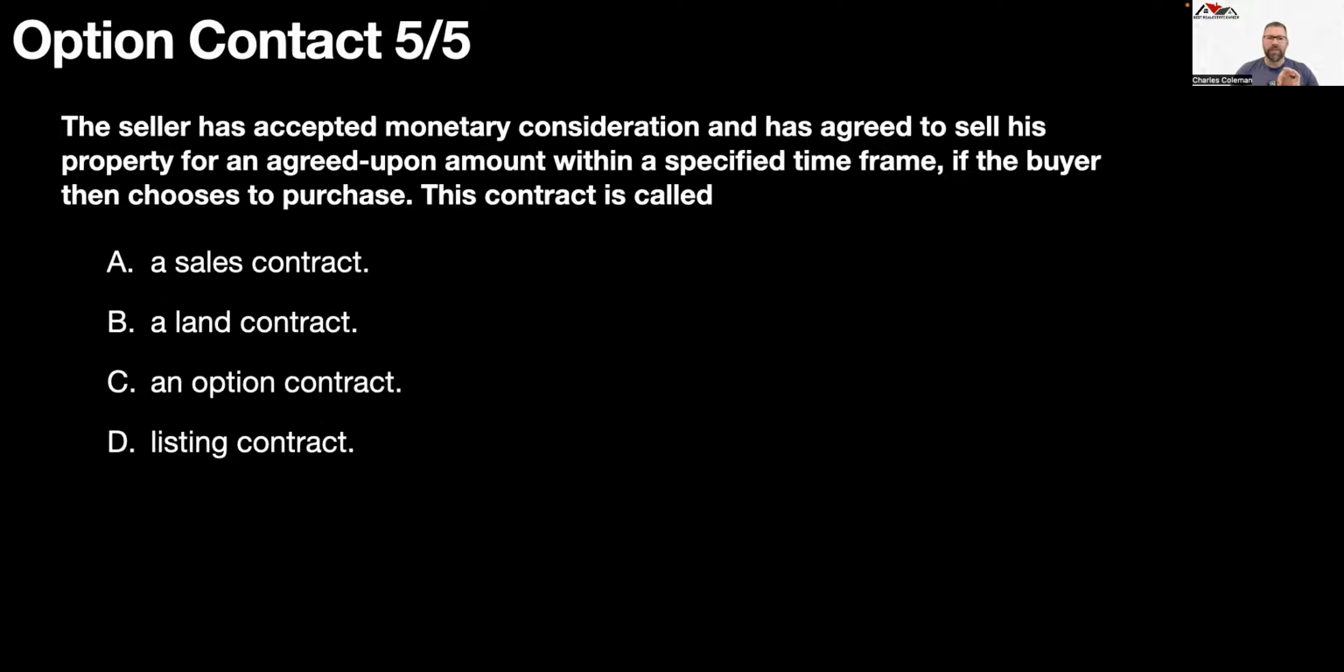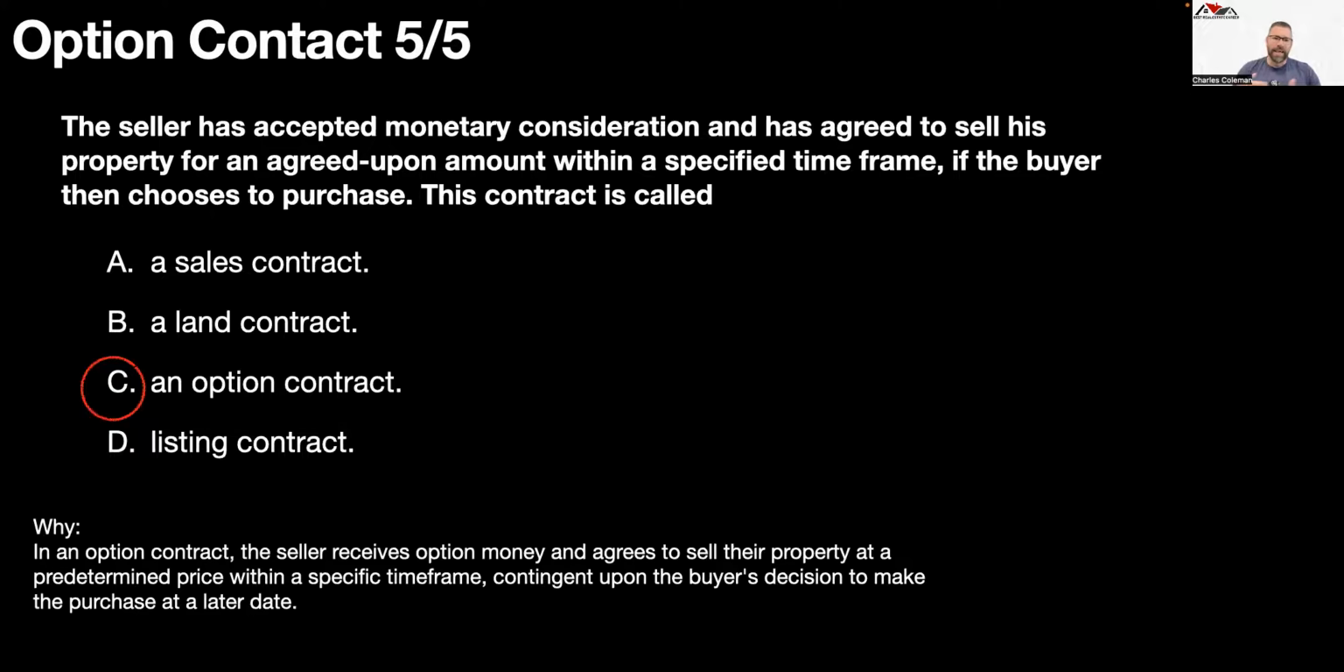And question number 5. The seller has accepted monetary consideration and has agreed to sell his property for an agreed upon amount within a specified time frame. If the buyer then chooses to purchase, the contract is called an option contract. In an option contract, the seller receives option money and agrees to sell their property at a determined price within a specified time frame, contingent upon the buyer's decision to make a purchase at a later date.